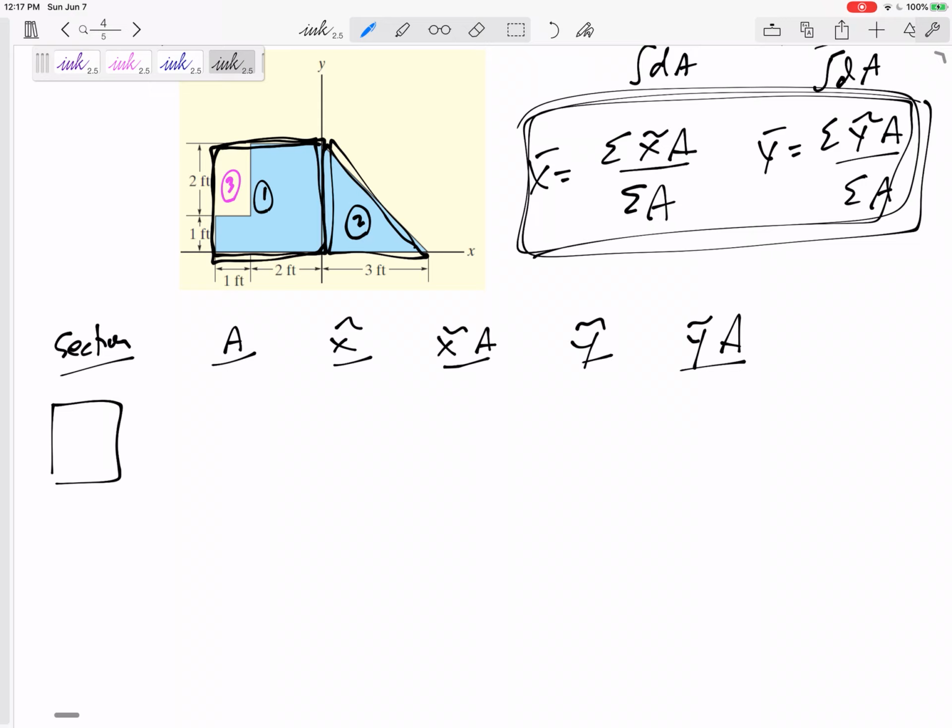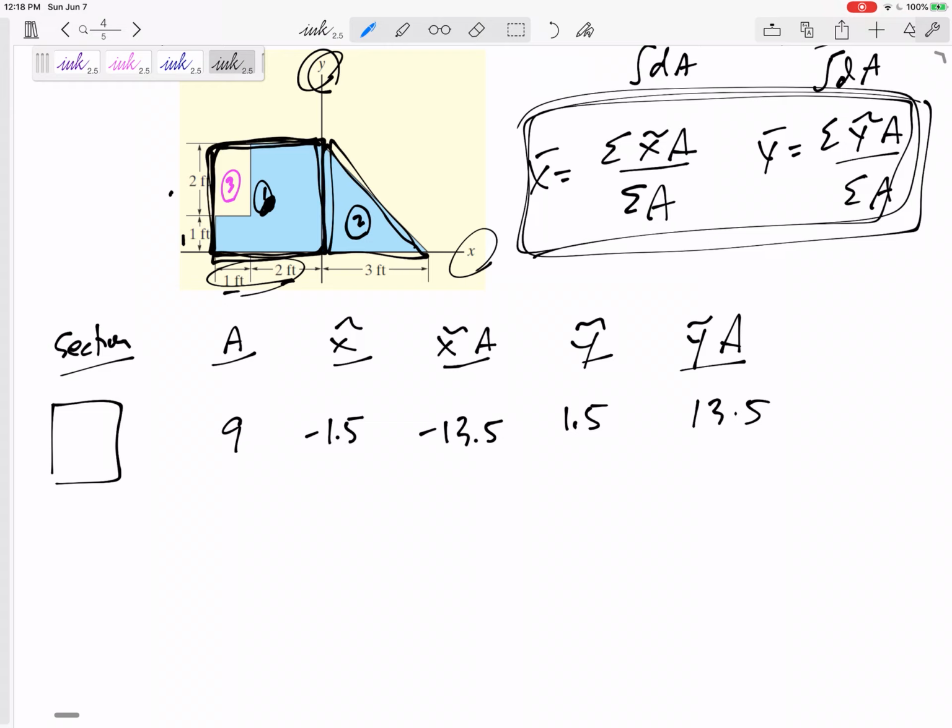All right, so shape 1, what is its area? It's a 3 by 3, a 9 square foot. Now its x tilde. Where's the centroid of a rectangle? Just right in the middle. Now, be careful. If axes are not drawn on there for you, you need to define your own axes. But if axes are drawn, which here they are, the centroid would be at negative 1.5. It is 3 feet in width, so its centroid is negative 1.5. Multiplying those together, negative 13.5. Now, where's its y tilde? Its y tilde is positive 1.5, and multiplying those together would be positive 13.5. All right, that is this as if it was a solid rectangle.